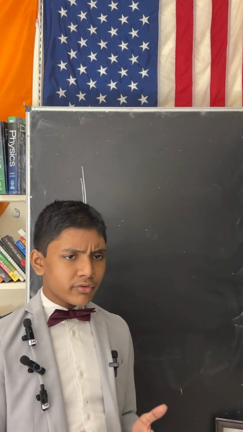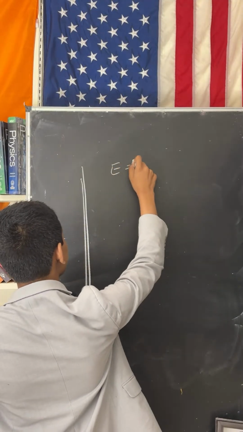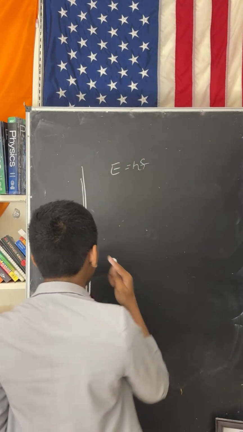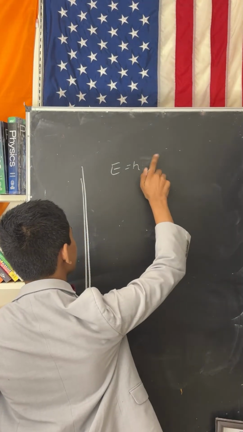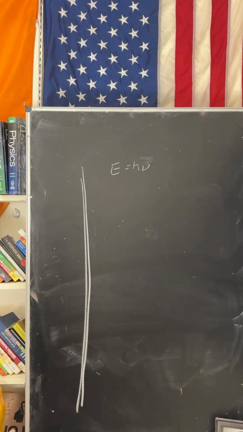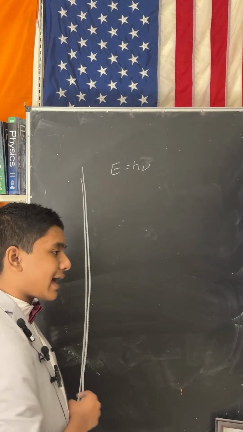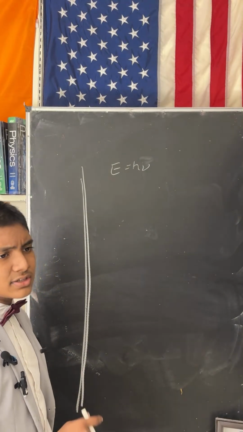So let's go over that. What did Planck actually do? Where did E equals HF actually help? Now, first of all, I'm going to rewrite F as nu because that's the symbol that was overwhelmingly used for frequency at that time. So once we have that, what did he actually do?